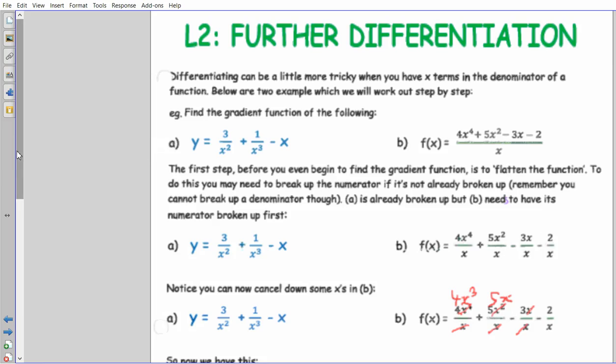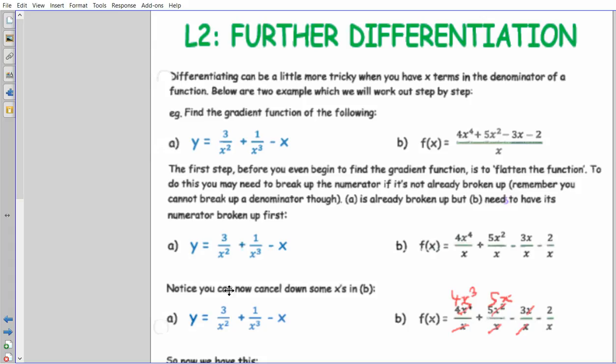Okay, so out of the warm-up now, onto further differentiation. So this is a big practice of a lot of more difficult differentiation, basically. So differentiating can be a little tricky if you have x terms in the denominator, like this. So you've got x terms not on the top, but you've got them in the denominator, an x term here. Below it is a worked example, which has been worked out for you step by step. So this has actually been worked out for you, but I'll just talk you through it.